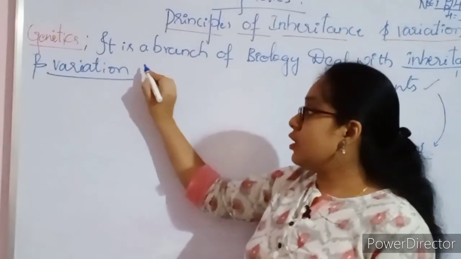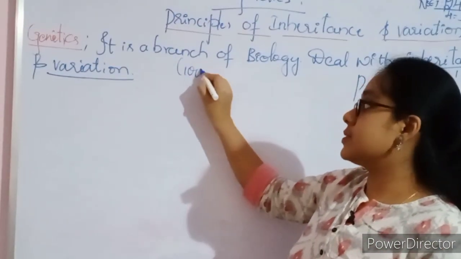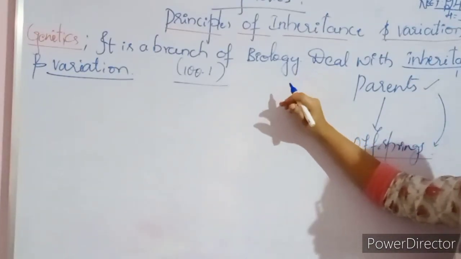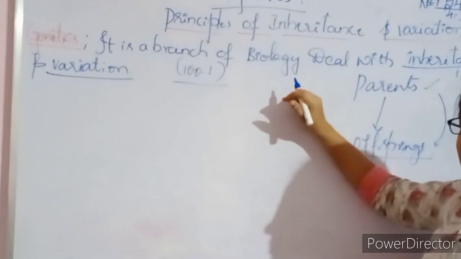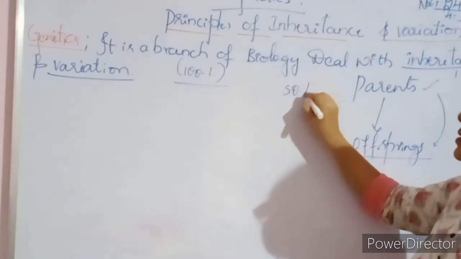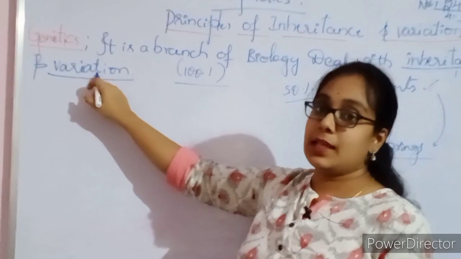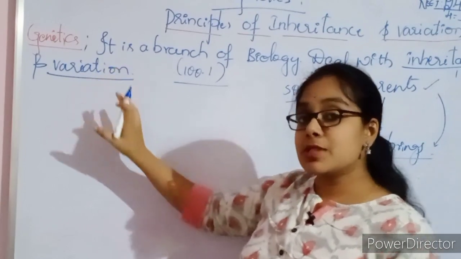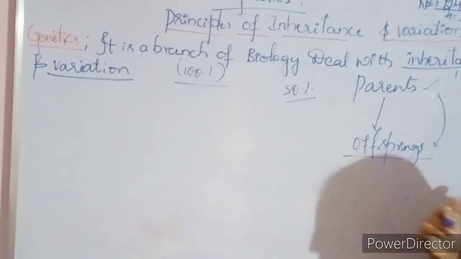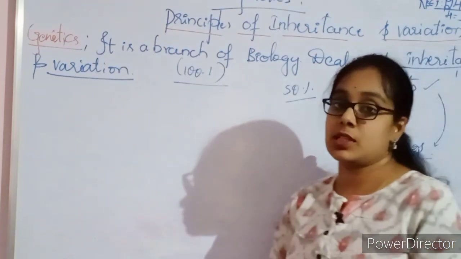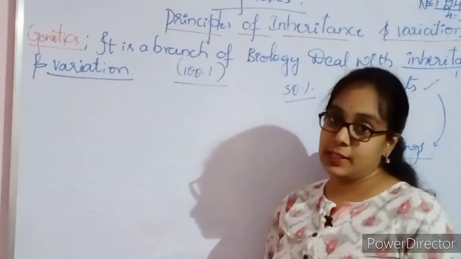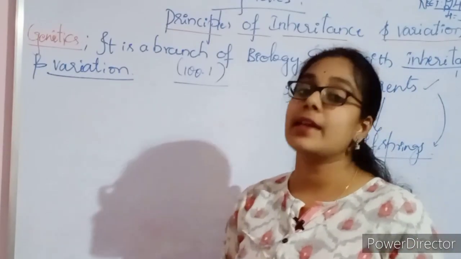And next, we are not resembling our parents 100%. Yes or no? We show some characters, like 20%, 50% of the characters of offsprings may resemble the parents, but not 100%. What about that remaining 50%? That is called variation. That means the 50% of characters that were resembling are called inheritance. And those characters which show variation, that means those characters which are not resembling our parents, are called variation. So variation means these are the different characters.